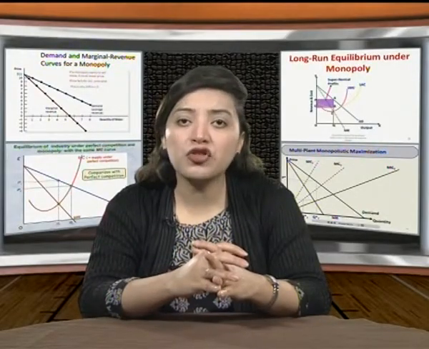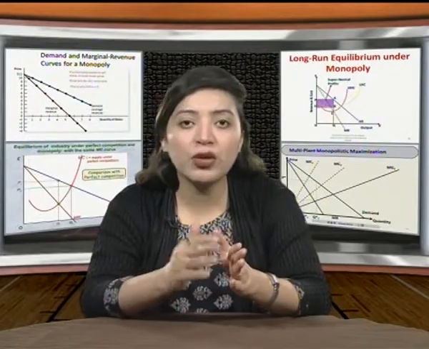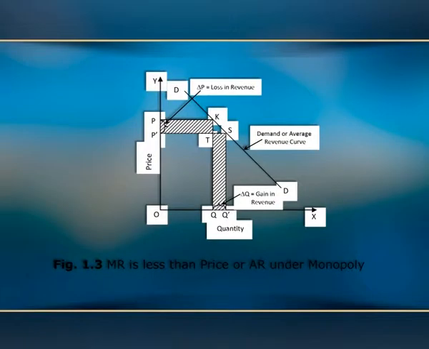Why under monopoly marginal revenue is less than price or average revenue can be easily proved. Consider figure 1.3 where DD' is a demand curve or average revenue curve of the monopolist. At price OP of the product, the quantity OQ is demanded. Now, if the monopolist sells more than this, say OQ', price falls to OP'. It should be noted that not only the additional units QQ' will be sold at a lower price OP', but all the previous units OQ will now be sold at a lower price OP'.